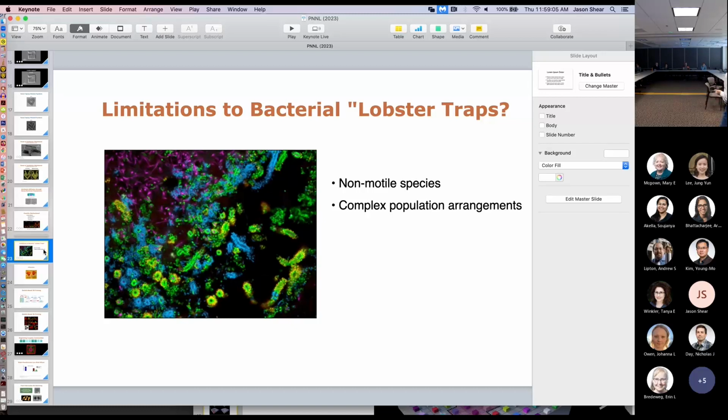What's even more difficult is if you want to, for instance, embed one type of cell within a container inside another type of cell. So complex geometries, core-shell environments, or looking at one population of a certain density and then how a neighboring population of the same cell at a higher density impacts it. That's not going to be something you're really able to do with these lobster traps.